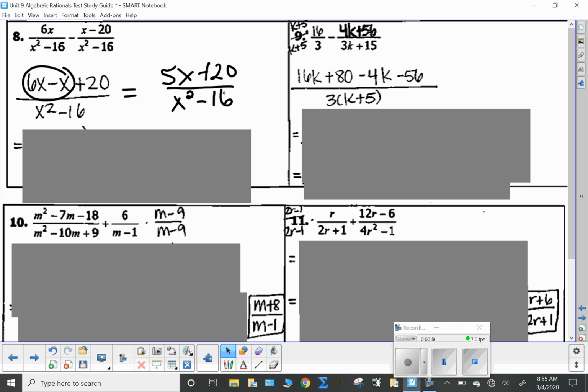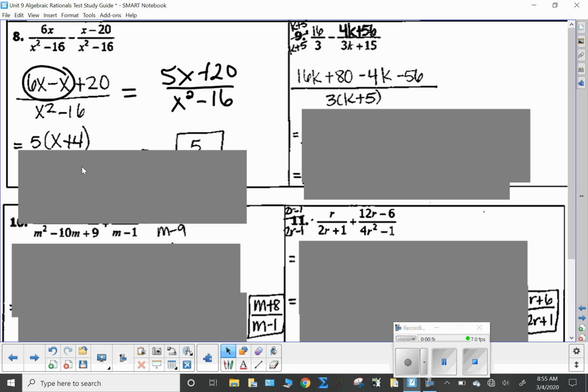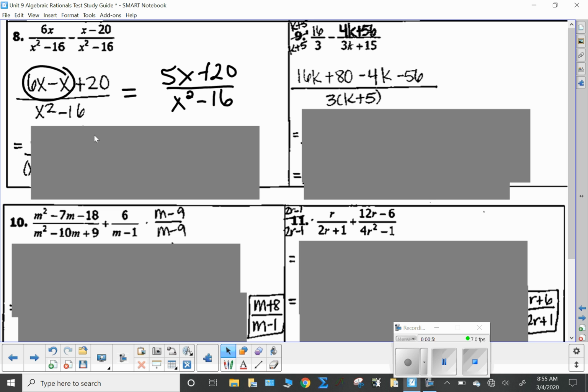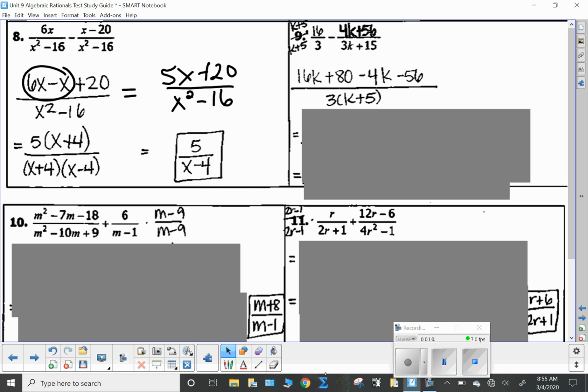Now, at this point, I'm going to factor the numerator, and I wind up with 5 times x plus 4. That means I'm going to also factor the denominator. When I factor the denominator, which is a difference of squares, I notice that the x plus 4's will cancel. But before I start factoring and trying to cancel anything, if I had factored over, well, actually there's nothing I could factor here, but if I had, I might have lost that common denominator.